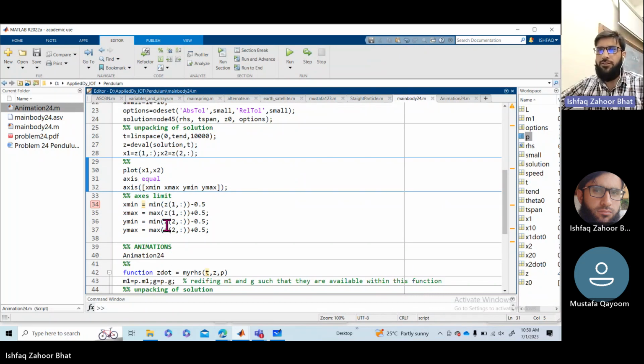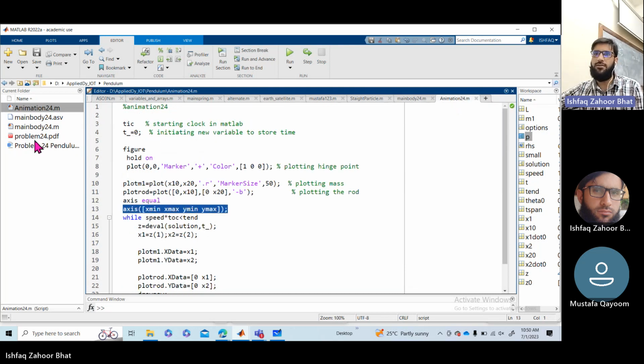Okay, so after this we have plotted its trajectory. Now we will animate this. By animation, I mean how the mass is moving. So we have this animation, and I have written this animation separately. There is a separate script for this. But see, the name of this animation and the name of this script file are the same, animation 24.